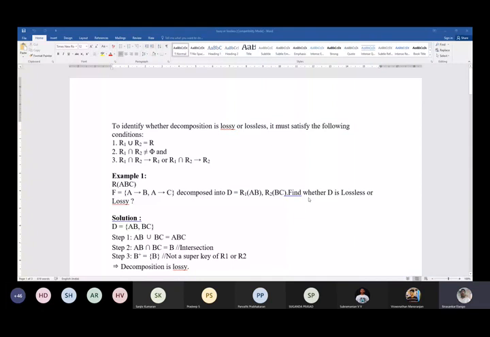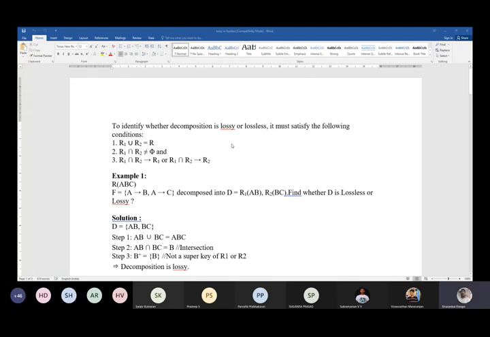So the first point is that the union of the fragmented relations should give you back the original relation, right? Whenever you decompose a relation R into fragmented relations R1 and R2, the union of the fragmented relations, R1 union R2, gives you back the original relation R. We say that the decomposition is right. So the first condition is that the union of the fragmented relations should give you back the original relation.